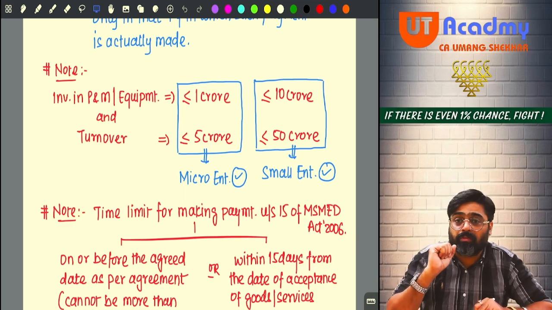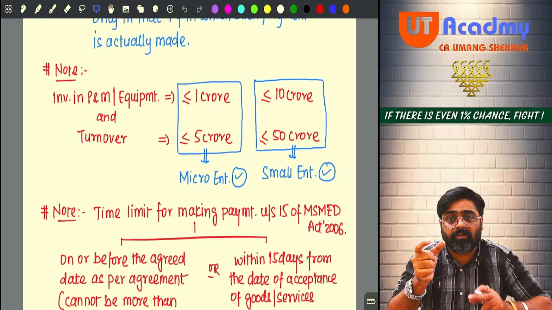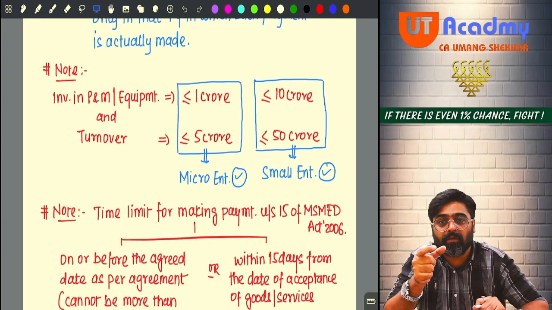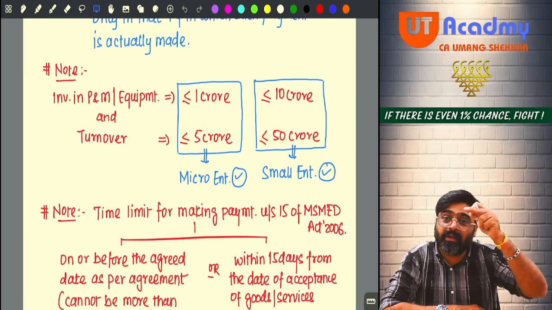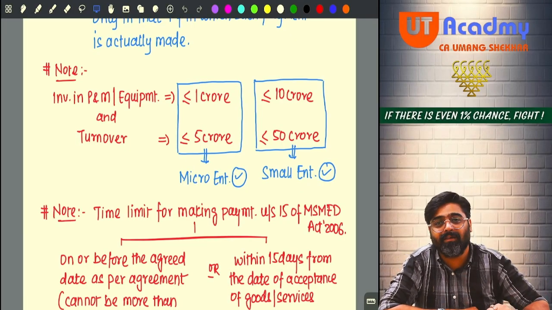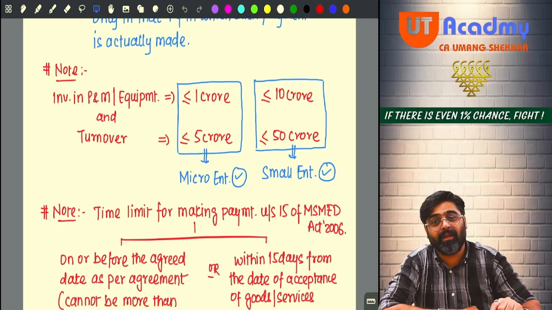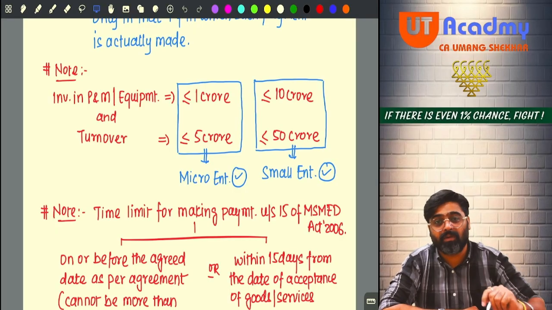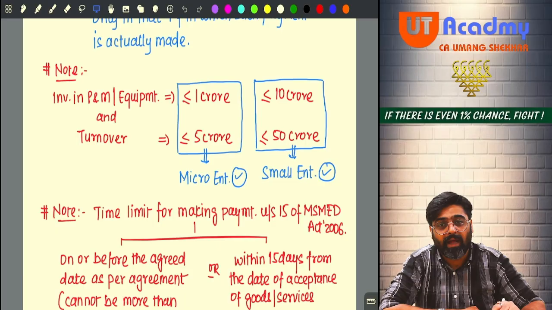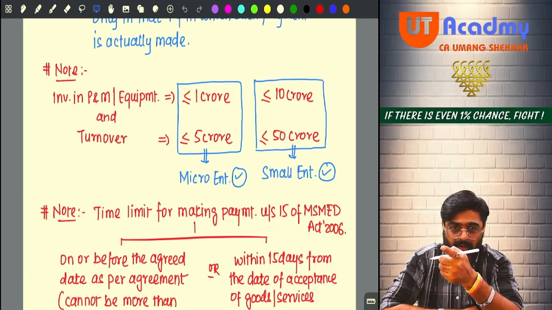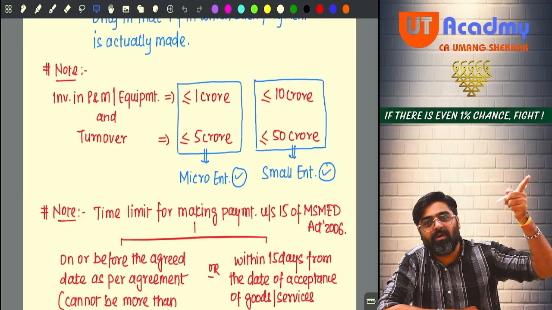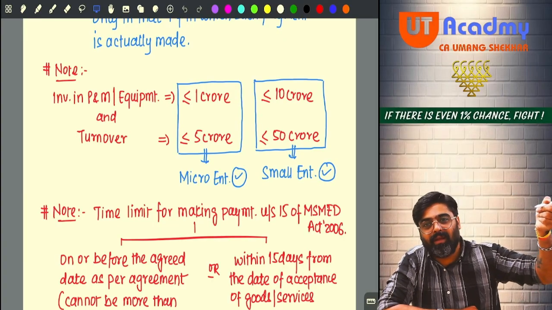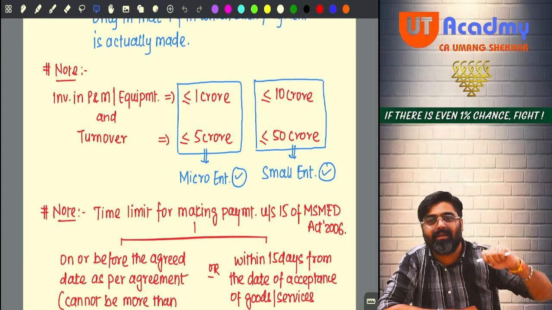See, if a very small enterprise is supplying goods to Reliance, Reliance is a big client for them. Now Reliance will dictate their terms. Within this much time, we will get the money. You have to offer this much credit to us. Okay. And these poor enterprises will have to be at their mercy.